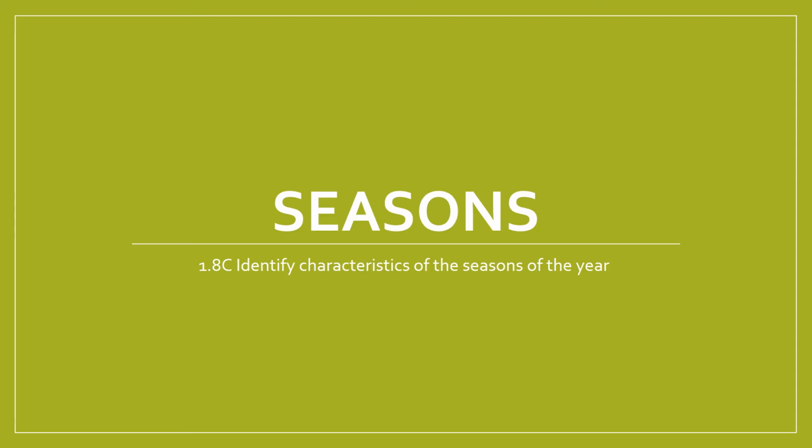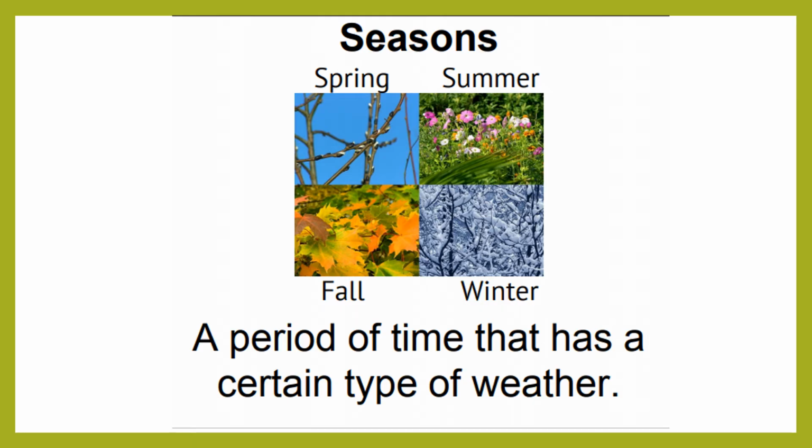Your objective is to identify characteristics of the seasons of the year. There are 4 seasons: spring, summer, fall, and winter. A season is a period of time that has a certain type of weather.